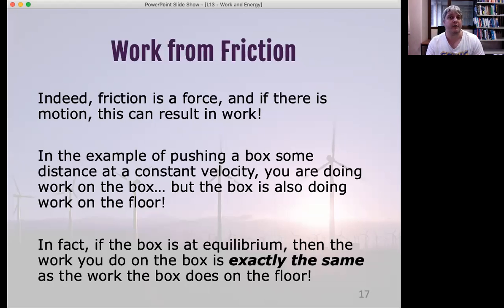So while you apply a force to the box to balance friction, that friction is going to be exactly the same force vector. And since you're traveling in the same direction, the work done by the box onto the floor is the same as the work done by you onto the box. So that was a nice big convoluted statement, but hopefully you can start to grasp the idea that there's always work being done whenever we've got forces and motion.